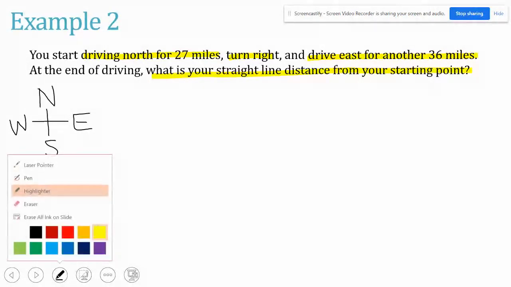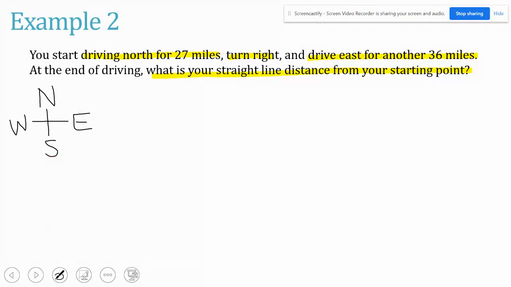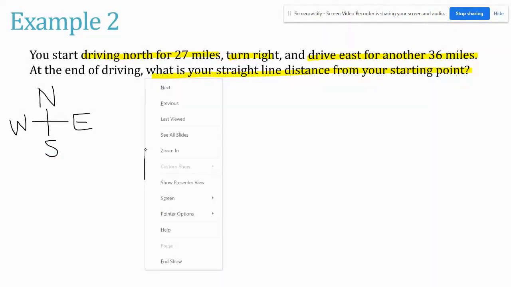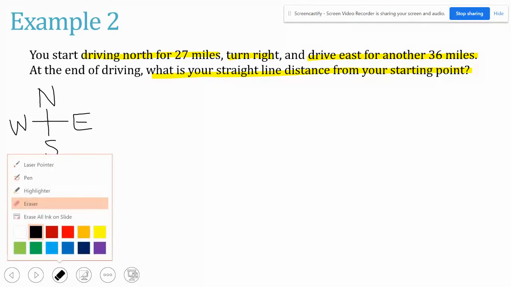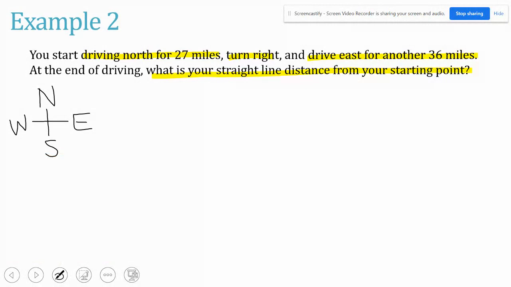Okay, let's go back to drawing this diagram. All right, so say we're starting here. We drove north for 27 miles. For some reason it likes to do that to me. Okay. Let's try that one more time.